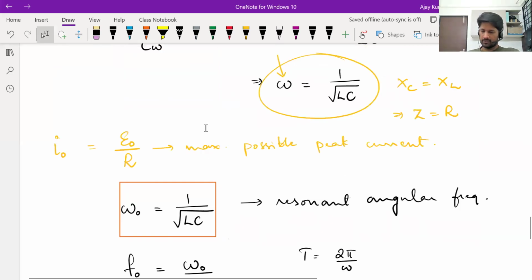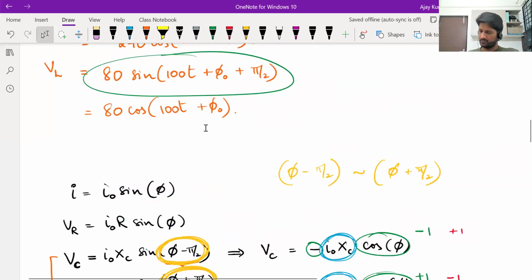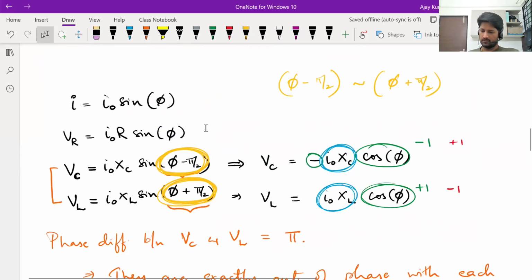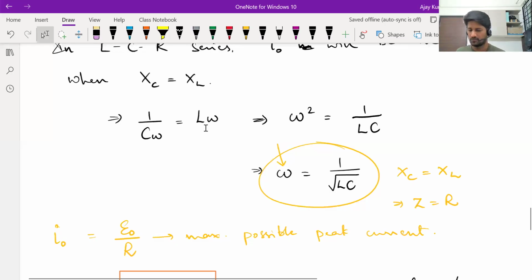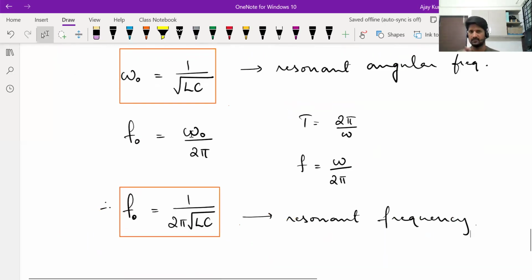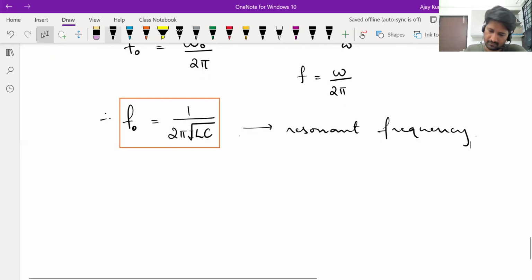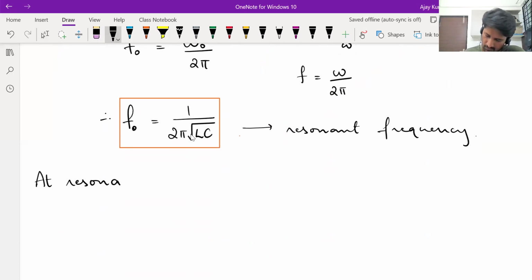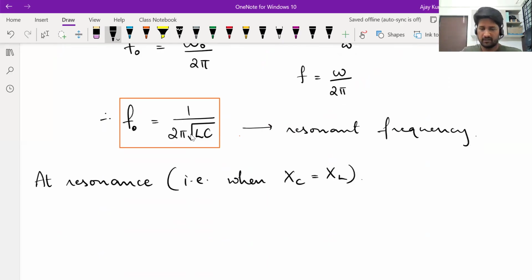So for the previous question, we took XC, XL values and all. Without knowing L and C you cannot tell. Let it be. So if you know the inductance and the capacitance that are there in the circuit, you can tell what is the resonant frequency of that circuit. And at resonance, that is when XC is equal to XL, we know we get maximum current.